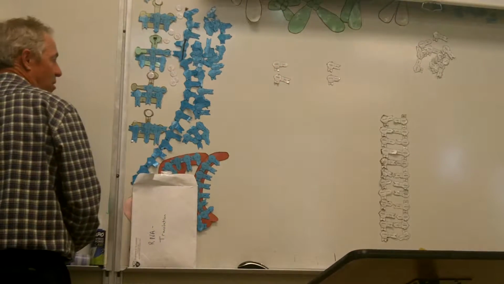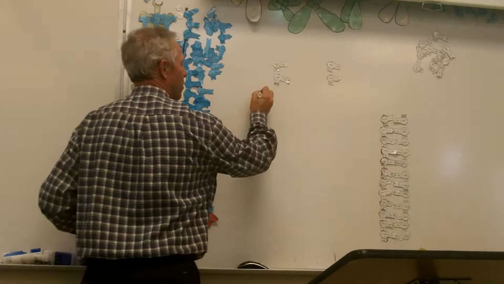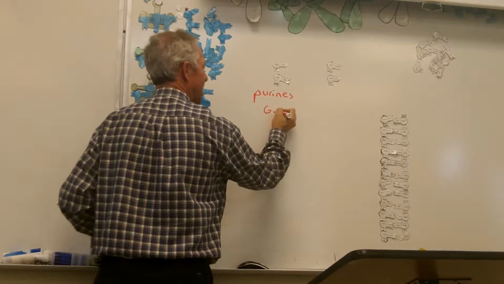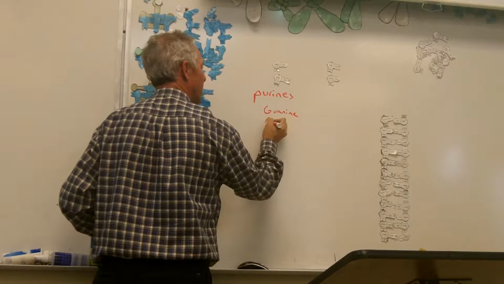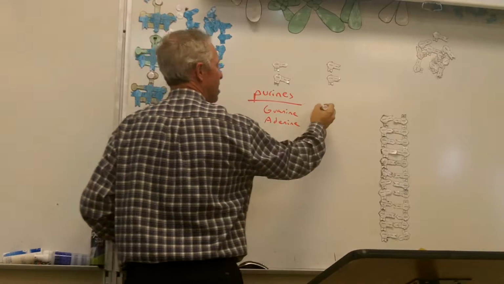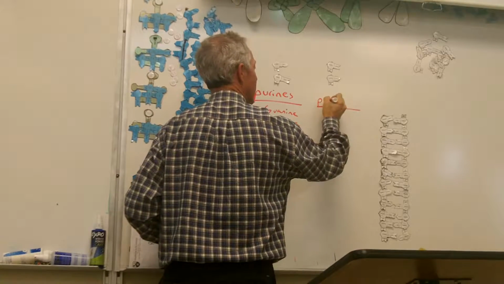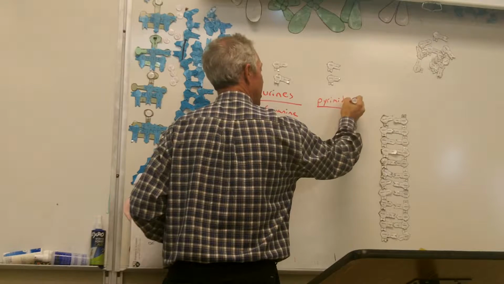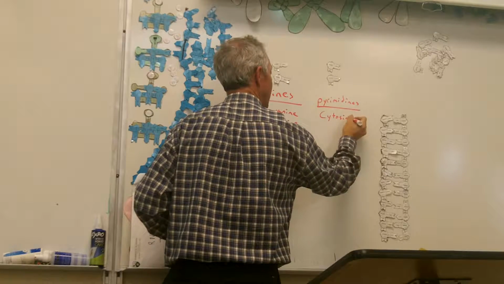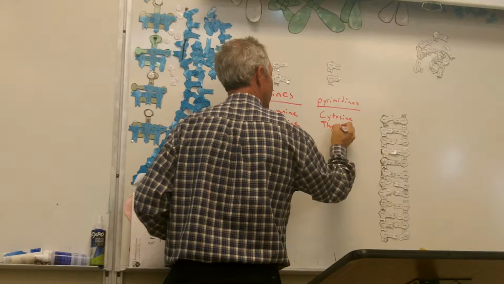They're called, so the purines are guanine and adenine. And the pyrimidines are cytosine and thymine.